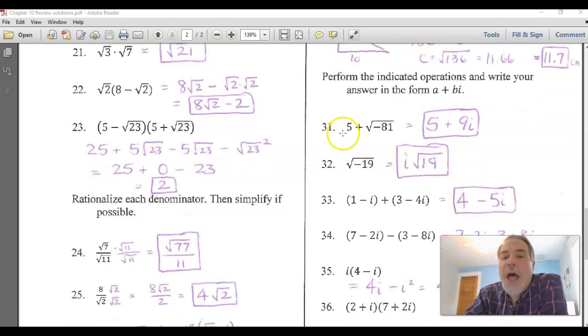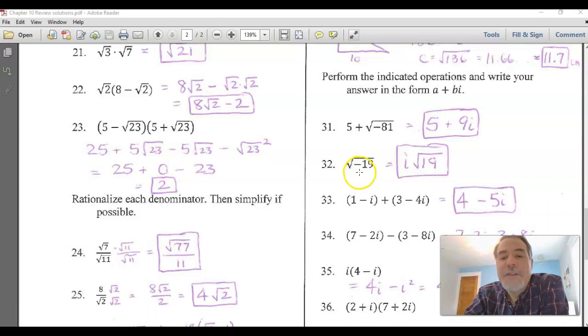And finally, we have some operations involving complex numbers. So remember, whenever you see the square root of a negative number, that's when i gets involved. It would be the square root of the positive number times i. So the square root of negative 81 would be the square root of positive 81, which is 9, but then times i. And of course, 5 plus that would be 5 plus 9i. So that's in that standard form of one number plus another number times i.